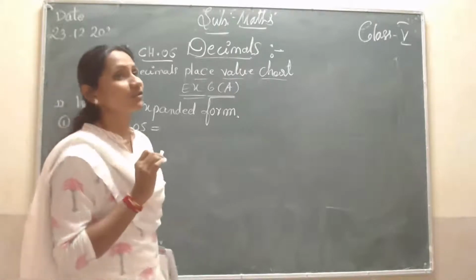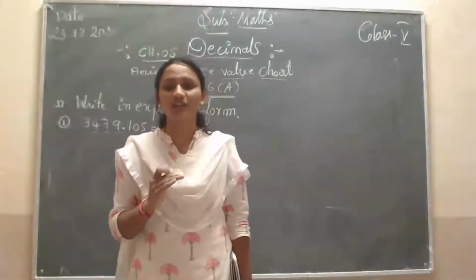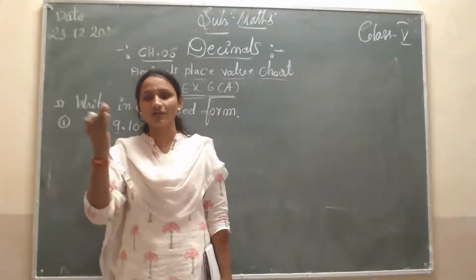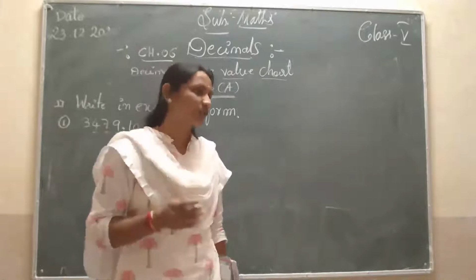3479.105. The digit 1 is considered in tens. So already you know the point towards that number is tens. After that is hundreds. Afterwards you have to consider thousands.